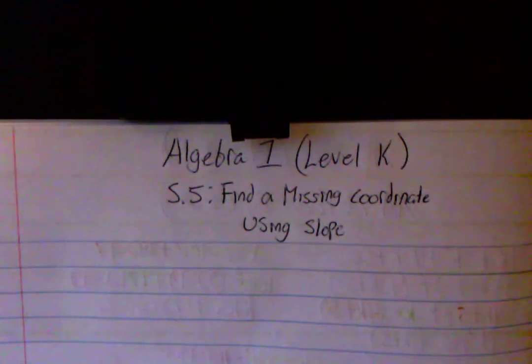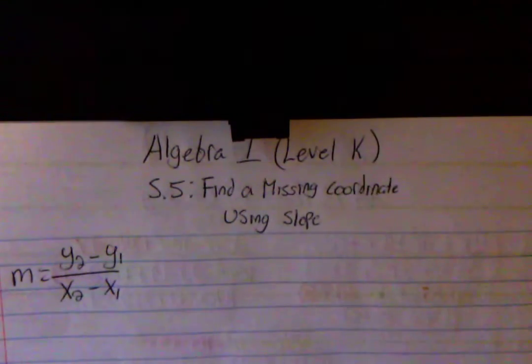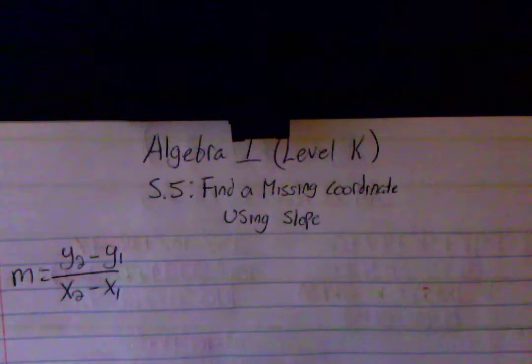Hello, in this video we're going to talk about Algebra 1, or level K.5, find a missing coordinate using slope. First thing that you need to know is the slope formula, which is m equals y2 minus y1 divided by x2 minus x1. Okay, m stands for slope.